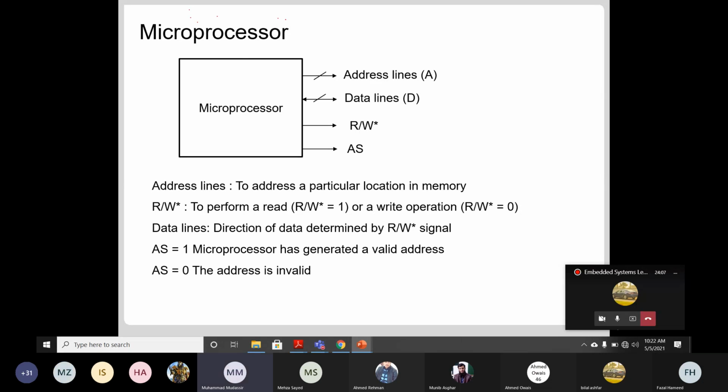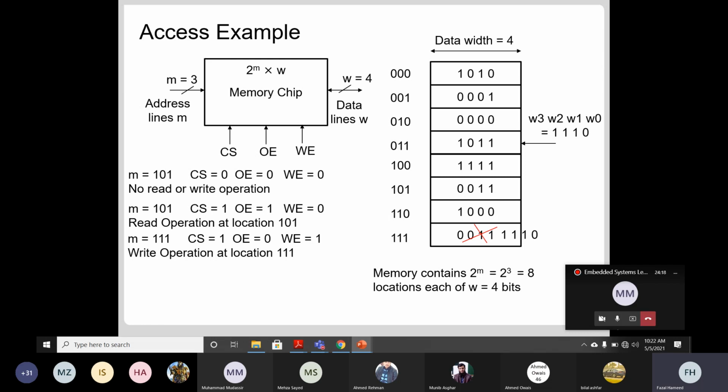Sir, repeat please. In memory, the address lines were represented by which signal? What was the name of the signal in memory? Address lines. Address line was represented by A, and data lines are represented by D.